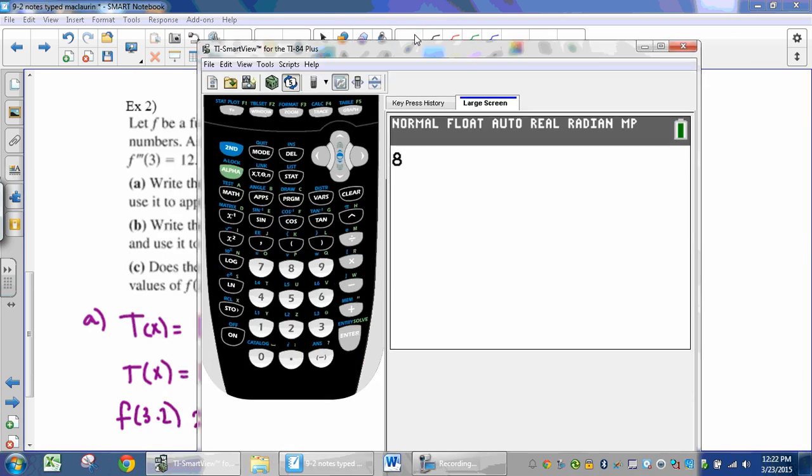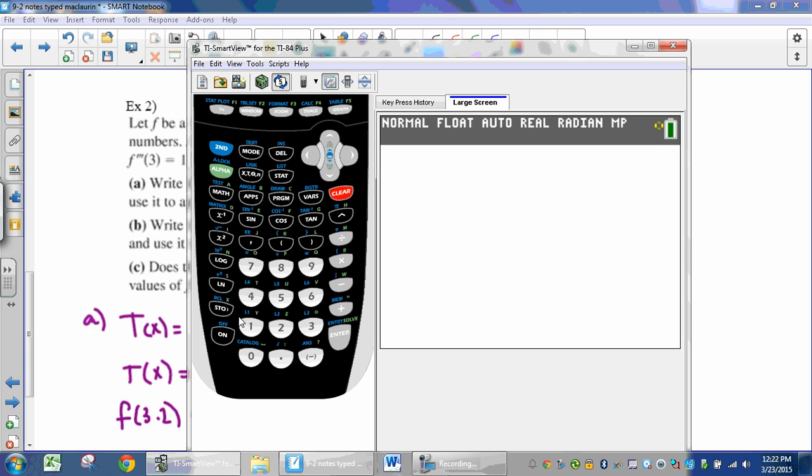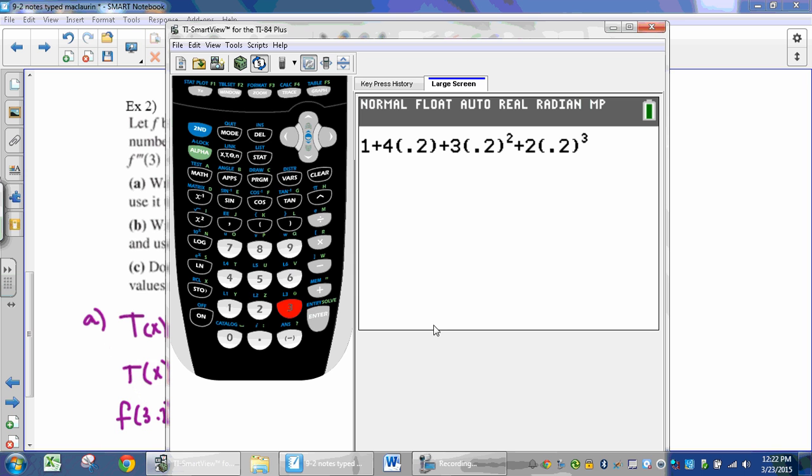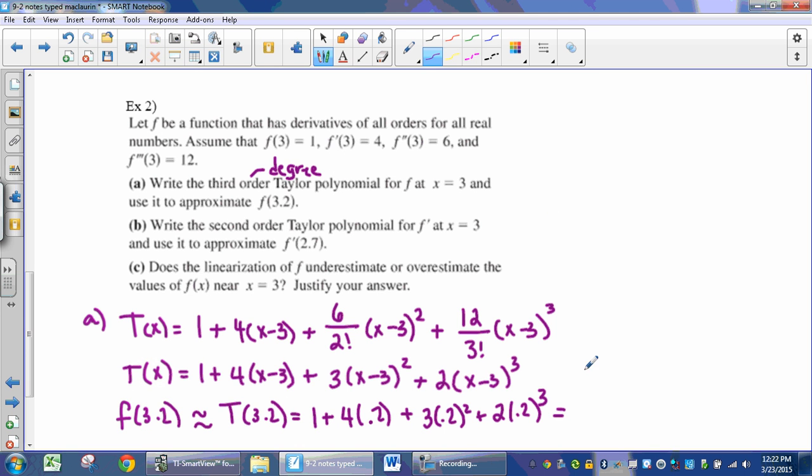So I have 1 plus 4 times 0.2 plus 3 times 0.2 squared plus 2 times 0.2 cubed. I think that's right. Let's see. Yep. And so now I hit enter and 1.936.